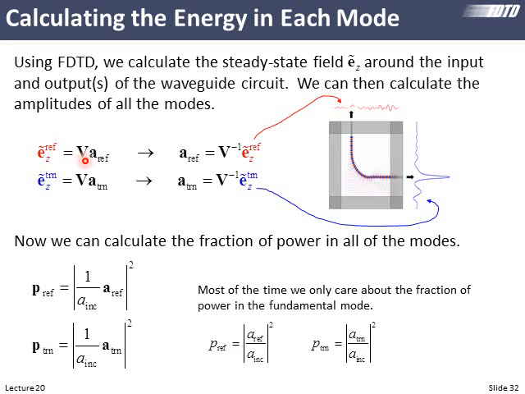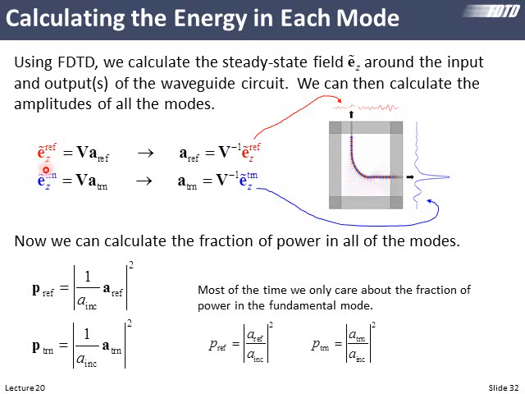So, we have our eigenvector matrix that came from our eigenvalue problem. We have this column vector of unknown coefficients. And here's what our finite difference time domain told us the fields look like on the reflected side. Similarly, on the transmitted side, we have our eigenvectors. We have these unknown coefficients, which are the amplitudes of all these different modes. And here's the field on the transmitted side. We know what it looks like after our finite difference time domain simulation.